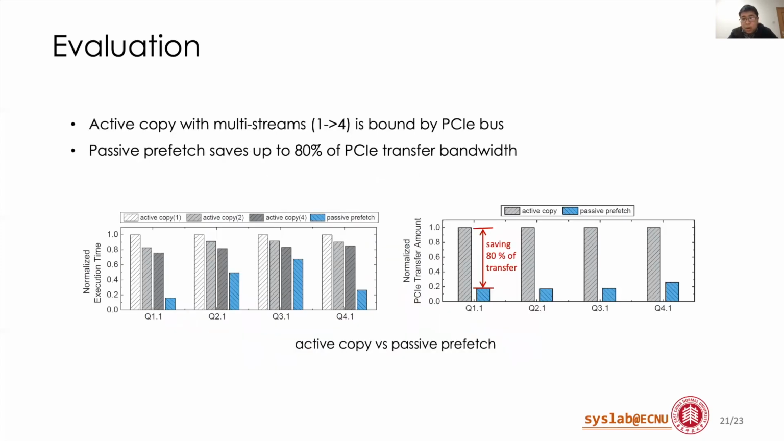In the last experiment, we evaluate how passive prefetch impacts the performance of ShadowVM. These figures compare the performance of active copy and passive prefetch for GPU execution. We use a classic overlapping optimization on the active copy version by increasing the concurrency of CUDA multi-streams. We observe that the improvement from overlapping is still restricted by the upper bound of PCIe bandwidth due to the barrel effect when computing spends less time than data transfer. In contrast, passive prefetch breaks this restriction to save up to 80% of PCIe transfer and achieve higher performance.